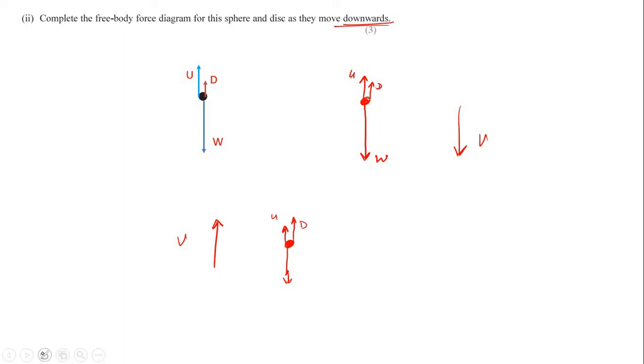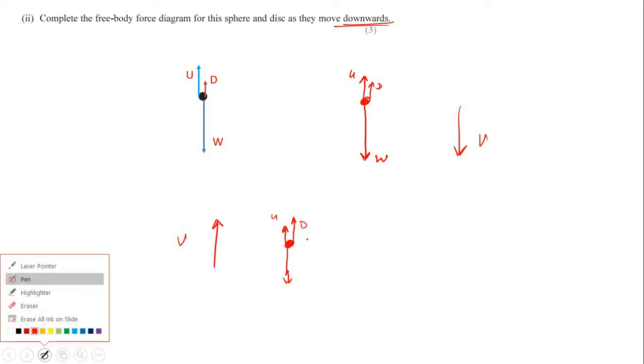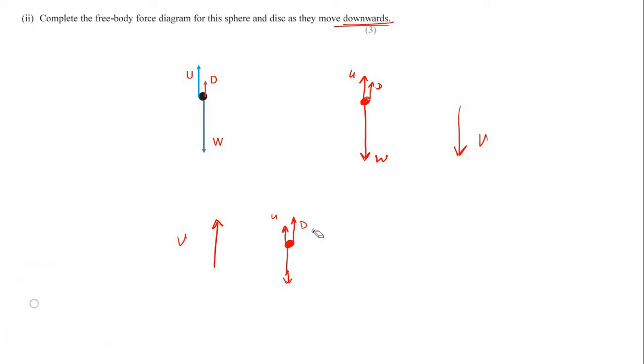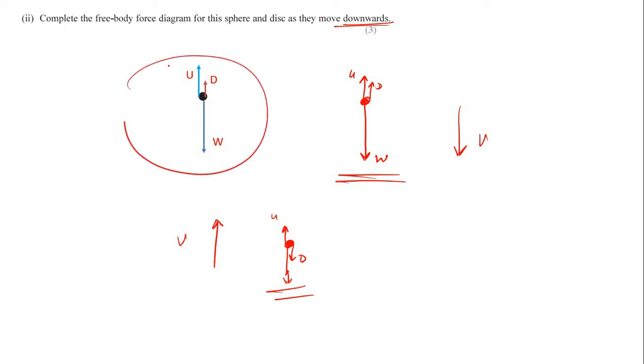Sorry, it's my bad, because it is moving downward. So now in this case, drag force will be acting in the upward direction. That's how you see the difference between something moving down in a fluid or going upward in a fluid. But in this case, the disc is moving downward, so this is the free body diagram.